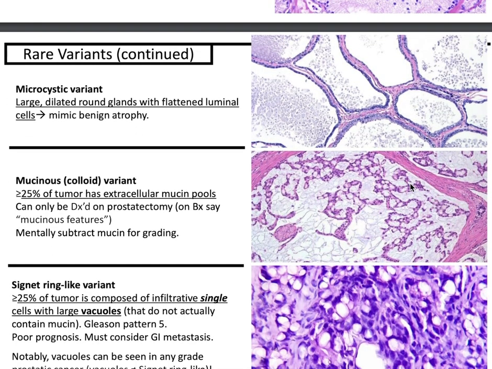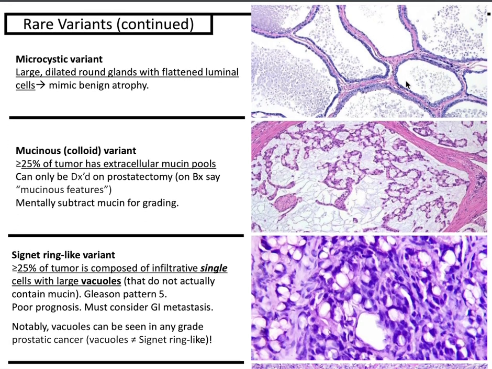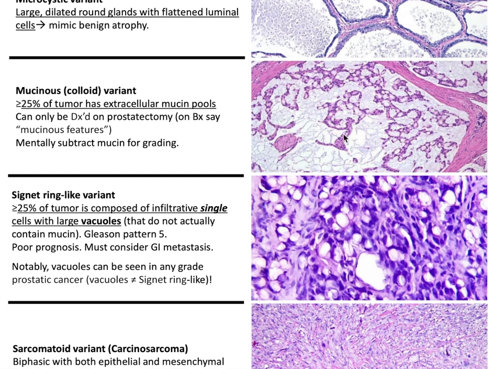Rare variants include the microcystic variant, where you have large dilated round glands with flattened luminal cells, and it can mimic benign atrophy. You have your mucinous variant, where greater than or equal to 25% of the tumor has extracellular mucin pools, and it can only be diagnosed on prostatectomy. On biopsy, you want to say mucinous features, and you want to mentally subtract the mucin for grading. This is akin to mucinous carcinoma of the breast. You can only diagnose it on mastectomy, and you can only say with mucinous features on biopsy.